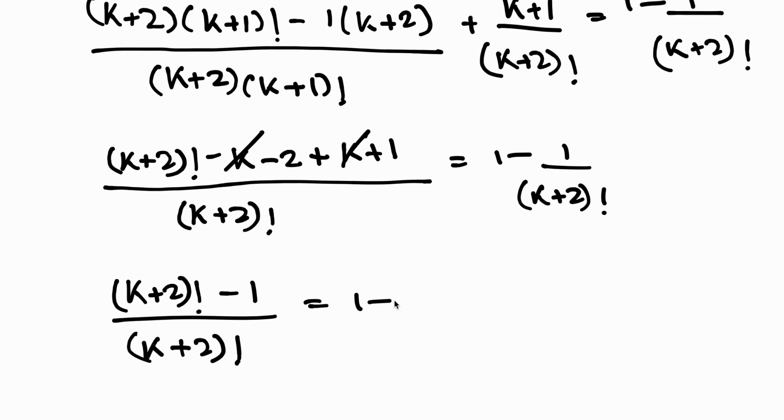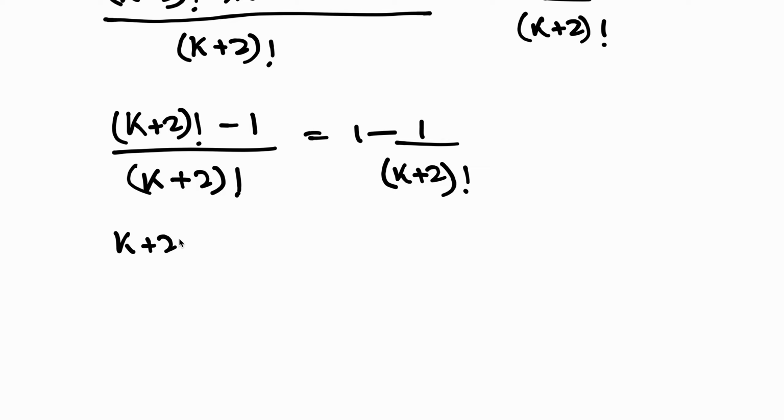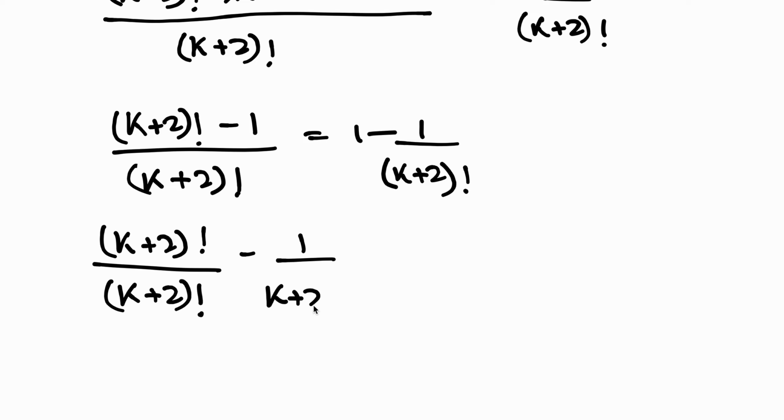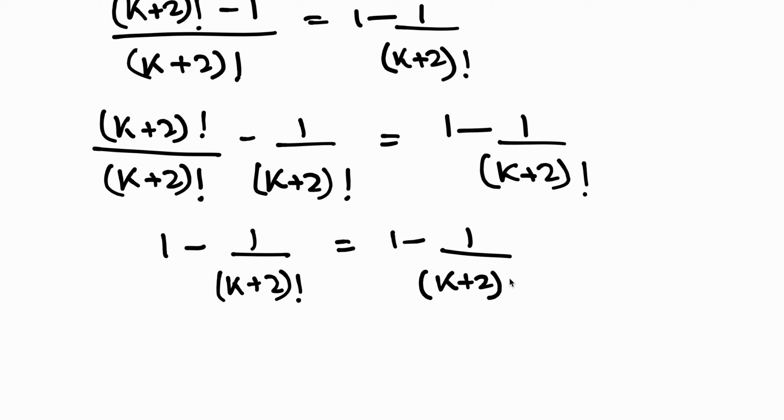Now, can I split this fraction to look like the right side? Well, yes, I can. Simply it will become (k plus 2) factorial over (k plus 2) factorial minus 1 over (k plus 2) factorial, and that must be equal to 1 minus 1 over (k plus 2) factorial. Now simplifying this further, you simply get 1 minus 1 over (k plus 2) factorial is equal to 1 minus 1 over (k plus 2) factorial, and hence you've proven the mathematical induction.